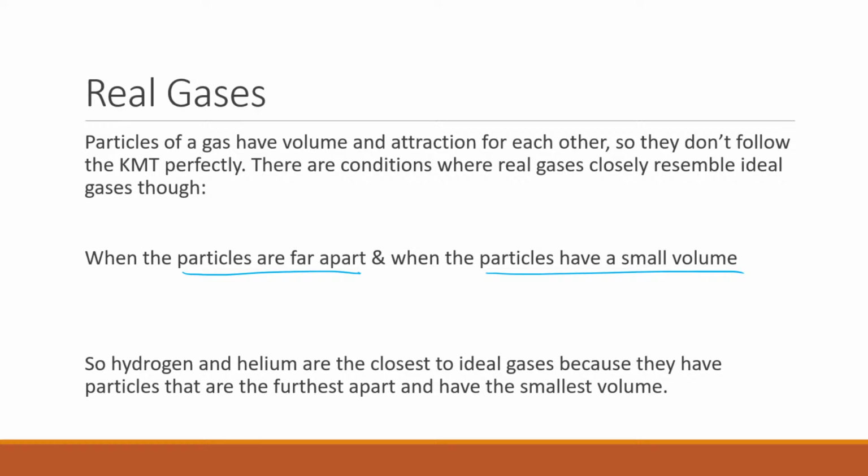We can make real gases behave more like ideal gases by increasing the temperature and decreasing the pressure. These conditions are going to help the particles spread out and take up as little space as possible. Right? Increasing the temperature and decreasing the pressure is going to make real gases behave more like ideal gases.